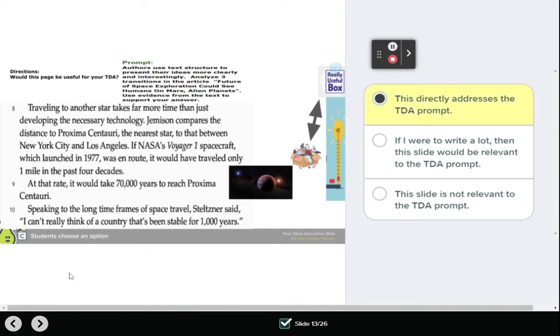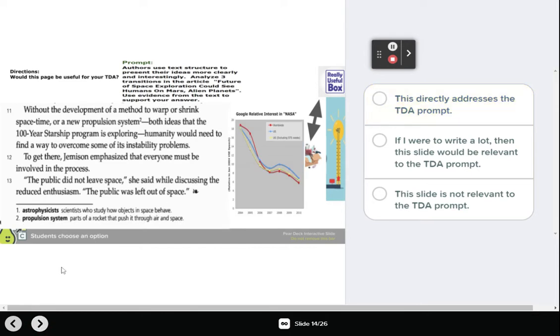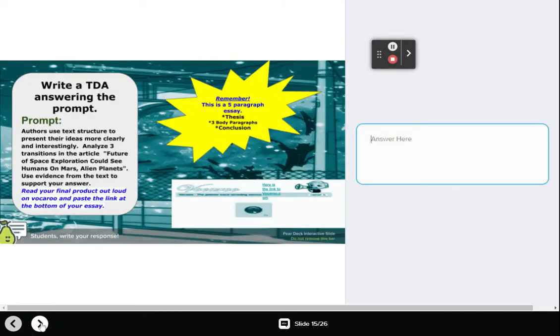Plus, they use a quote right there at the end, which can also introduce new ideas, right? Which they do in paragraphs 11 through 13. They do introduce those new ideas. So I think this one absolutely could help us write our TDA. So let's get into it.